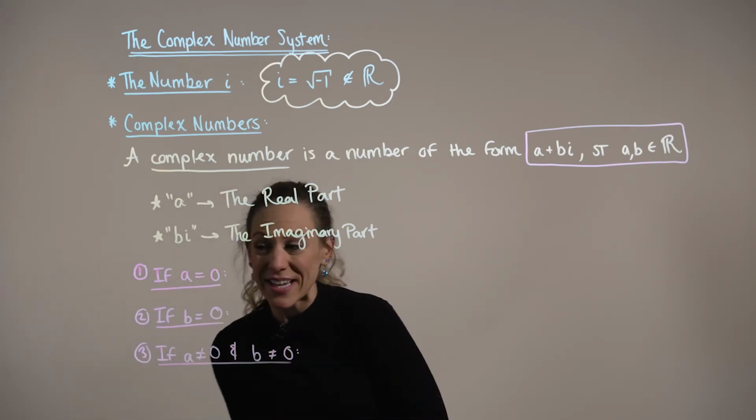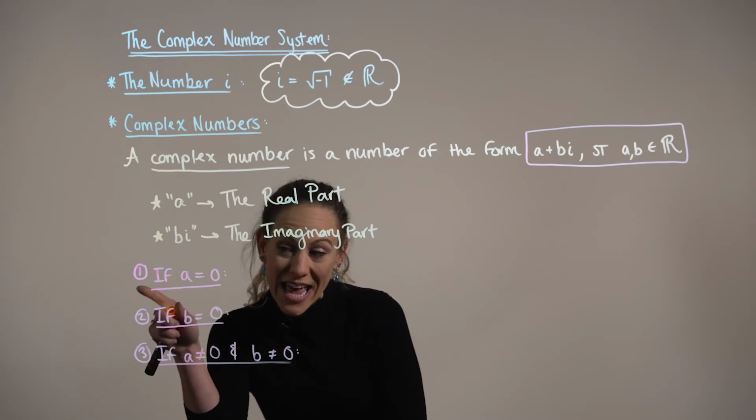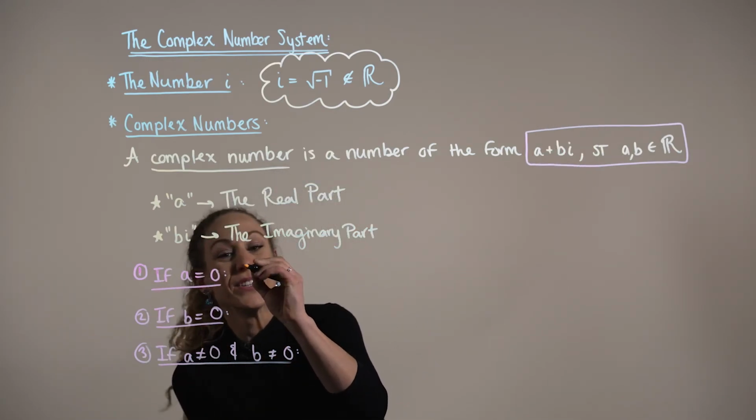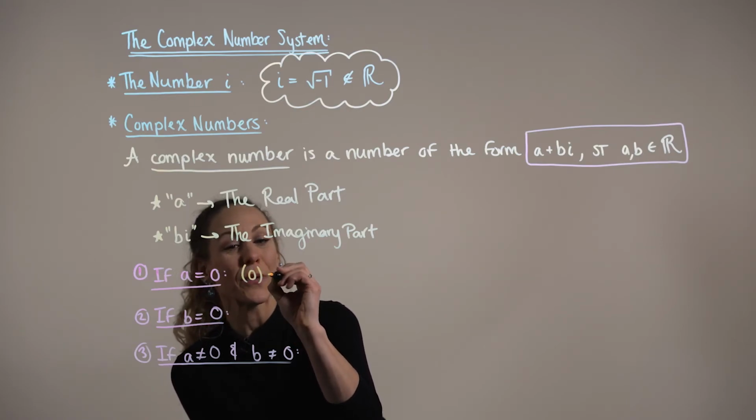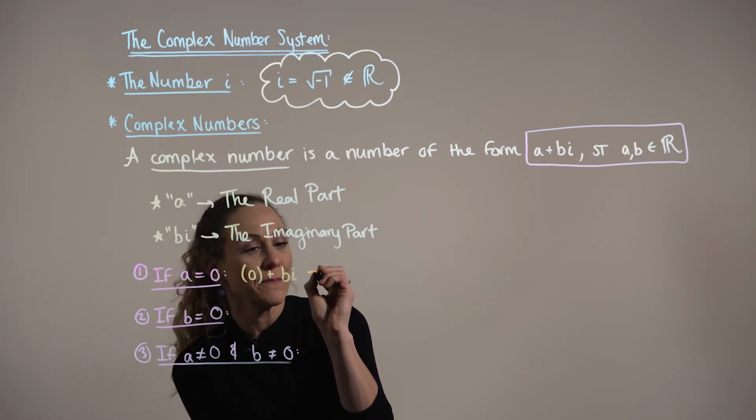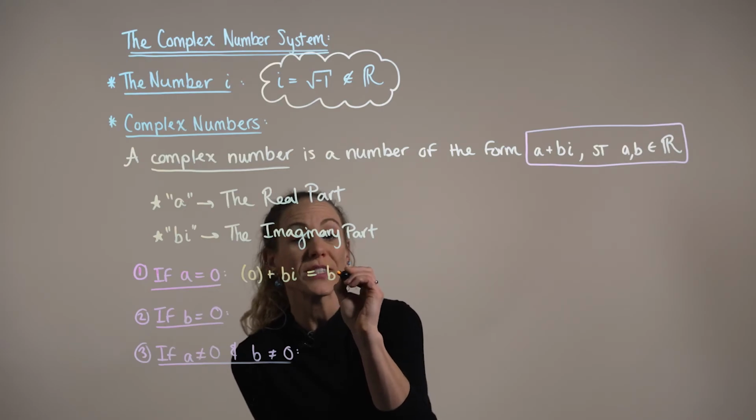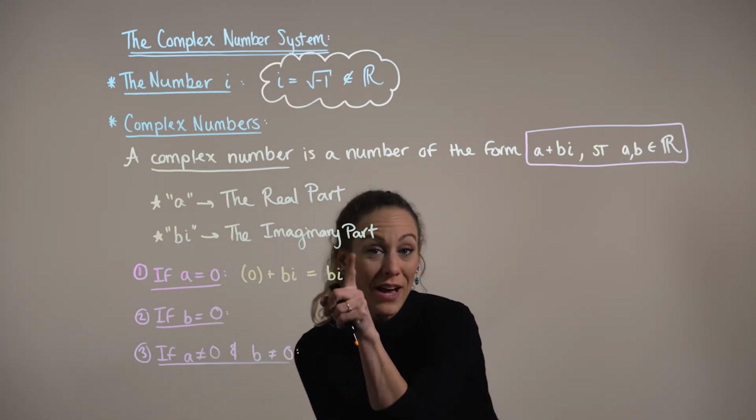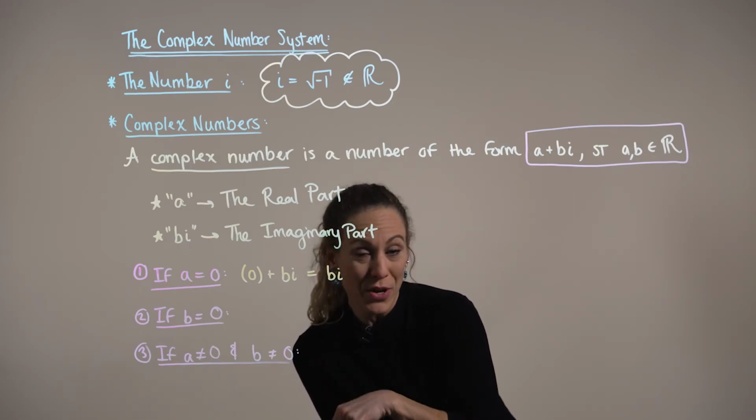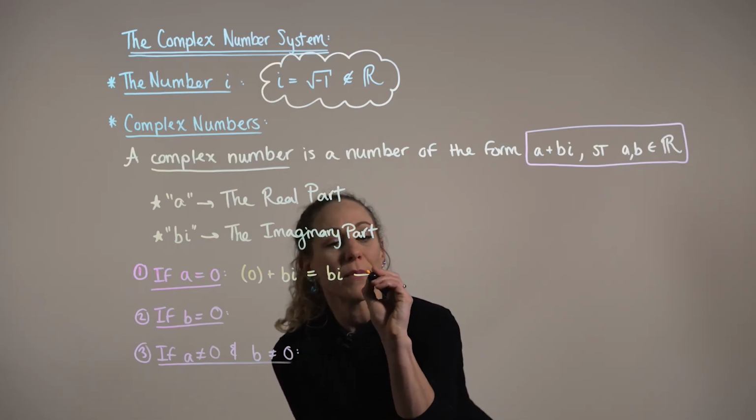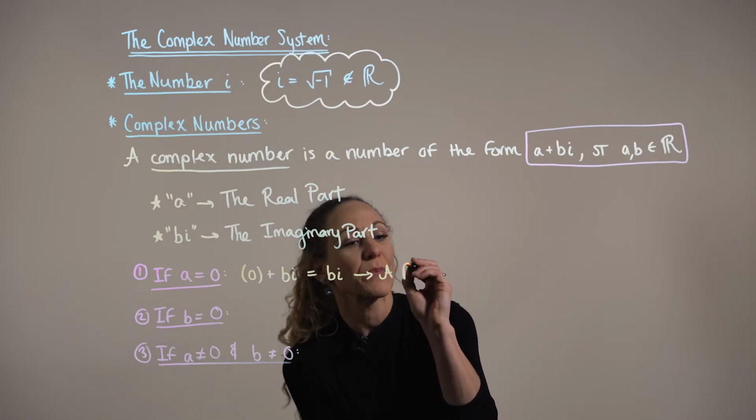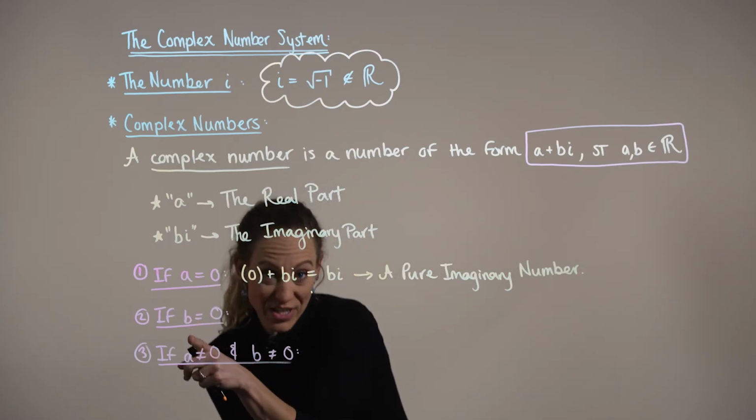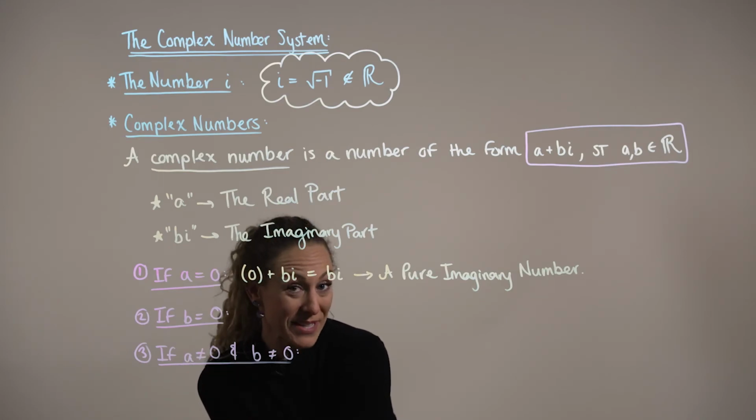So in case 1, let's consider if we let a equal 0. What happens to our complex number? We can rewrite this as 0 plus bi, which simplifies to just b times i, the imaginary part. When we have a complex number of this form, we call it a purely imaginary number, or a pure imaginary number.